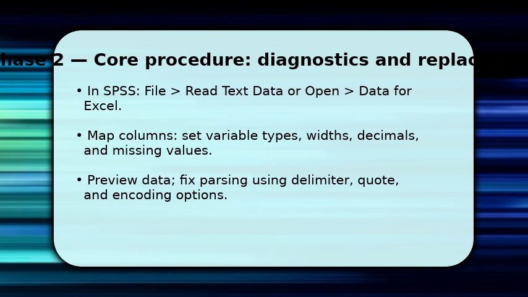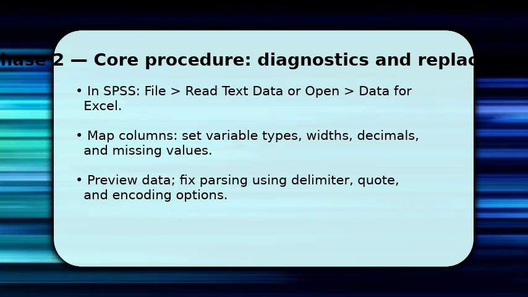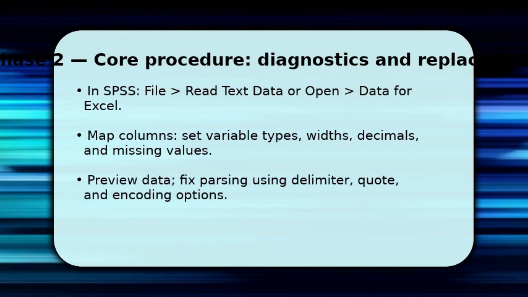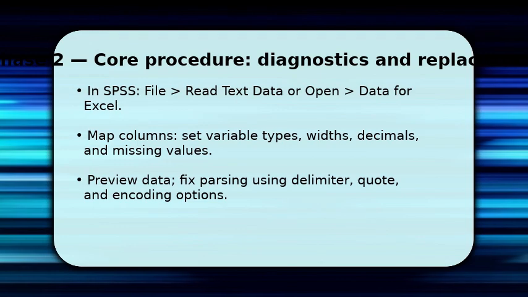During the wizard, map columns to variable types, set widths and decimal places, and specify missing value codes so SPSS treats them correctly. Use the preview pane to confirm rows align under correct variables. If not, change delimiter, text qualifier, or file encoding. These steps convert raw cells into clean SPSS variables you can analyze.